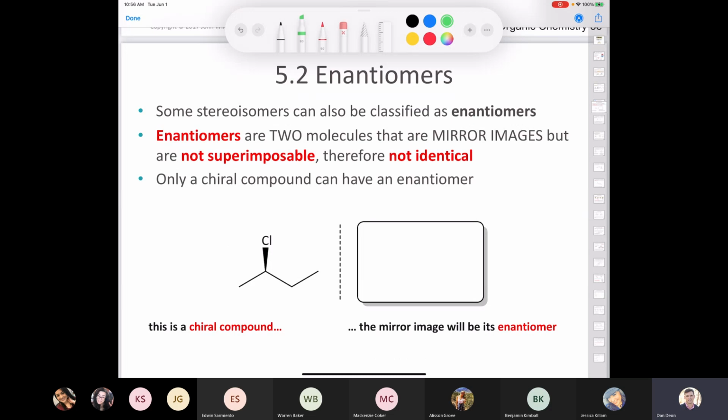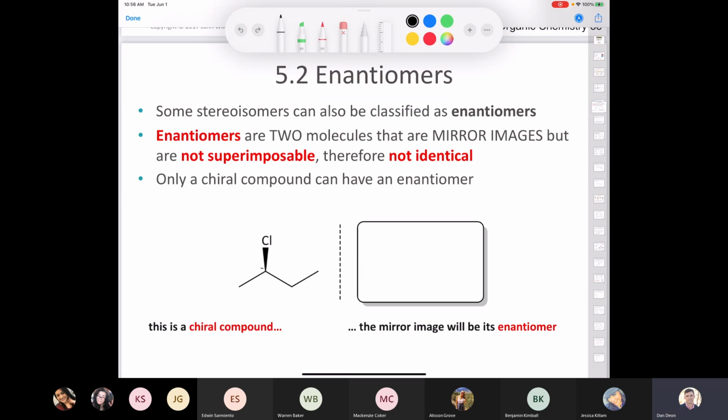So only a chiral compound can have an enantiomer, right? You know that this is a chiral compound. Why? Because this carbon is chiral. That carbon is attached to the chlorine, the hydrogen, the ethyl group, and the methyl group. If I asked you to draw the mirror image, could you?